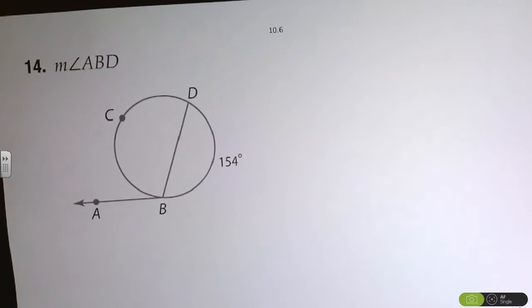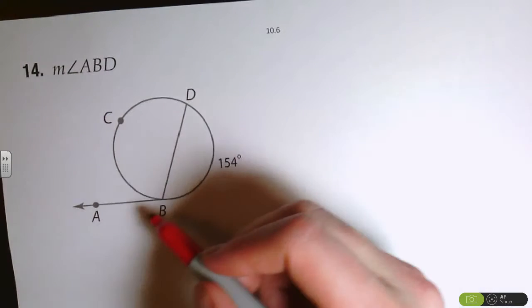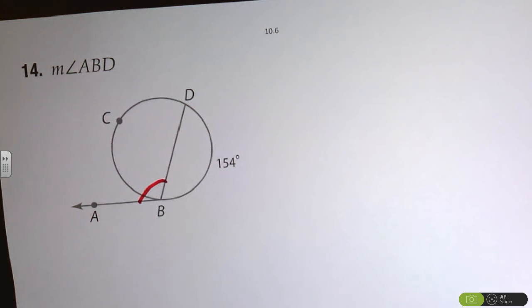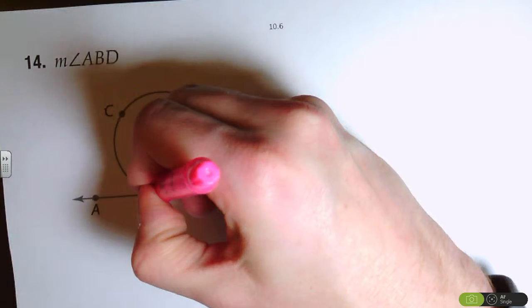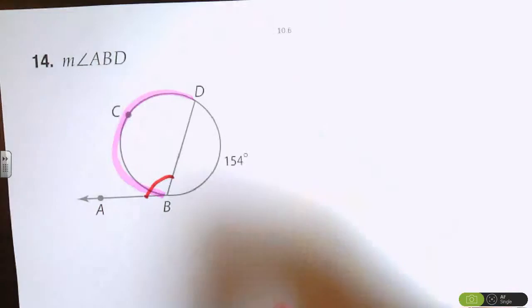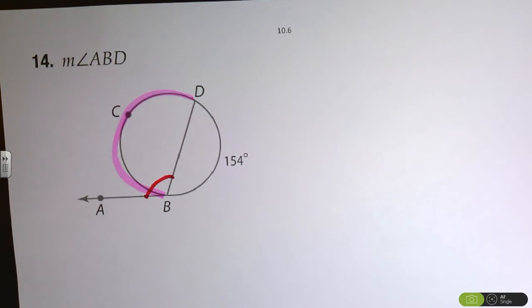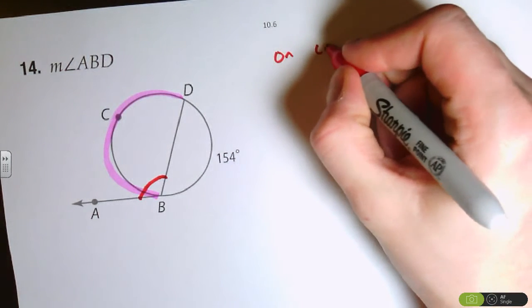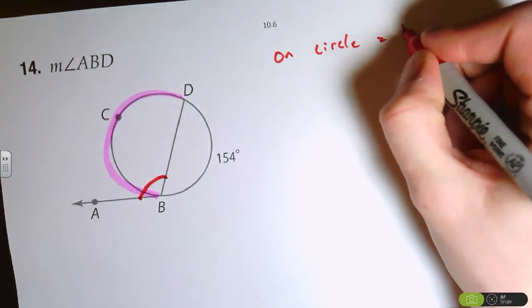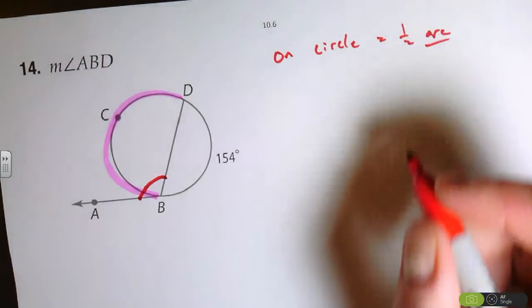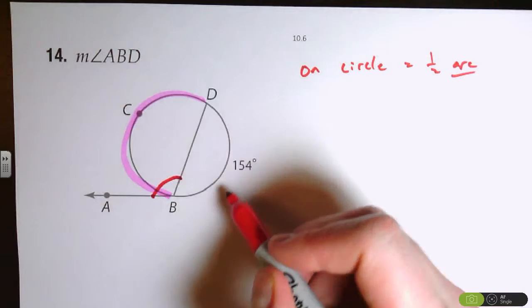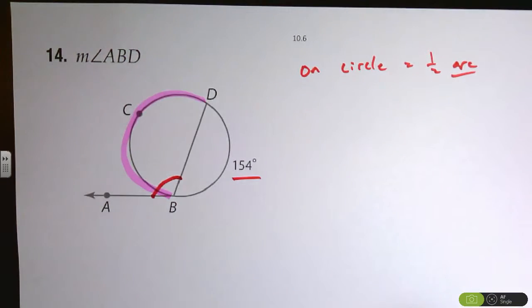Now, next one we looked at was number 14 in class. So again, I'm looking for angle ABD. So I'm looking for this angle here, which means I need to know this arc opposite of it. And what you got to say to yourself is, well, where is that vertex at? Well, the vertex is on the circle, means it's half of the arc. So I really need to know the arc in pink.